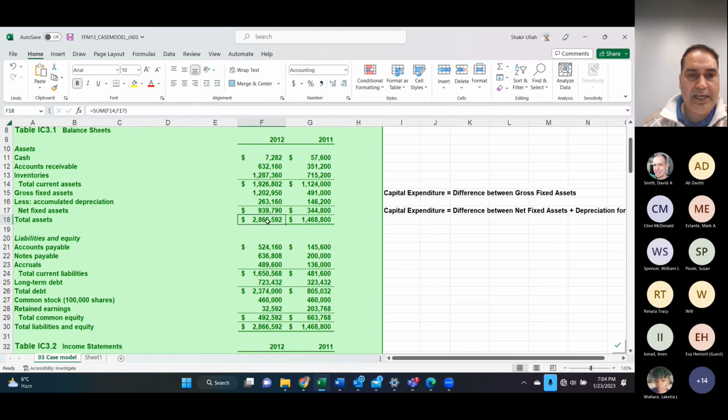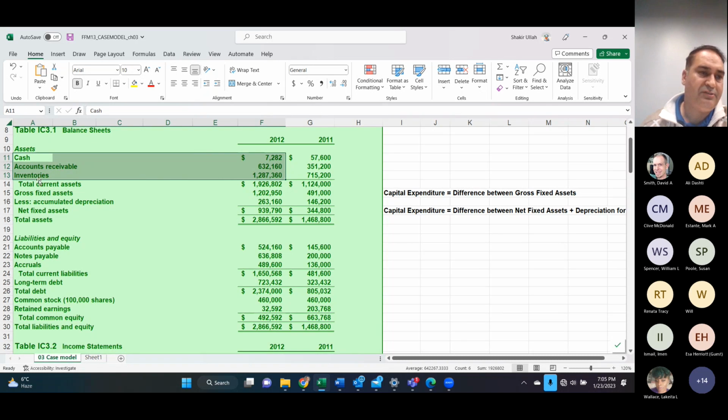So for example, these are total assets for 2012 of this company, and these are total liability and equity. And you can see those two numbers are the same. If they're not the same, then there is a problem with the balance sheet. Now, on the asset side, we have current assets, which include cash, accounts receivables, inventories, or maybe some other like marketable securities, some bonds or stocks that you've purchased for short-term holding. Those will be your current assets.